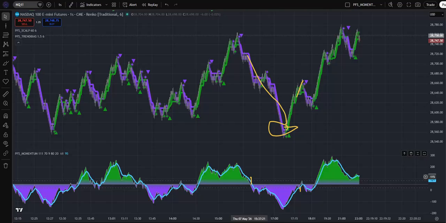Then we go back below and we come back up through that lower dash line one more time. Right here. And woo, that was a nice one. And now so far, the moving average on top of the PFS momentum is holding above the upper dash line.